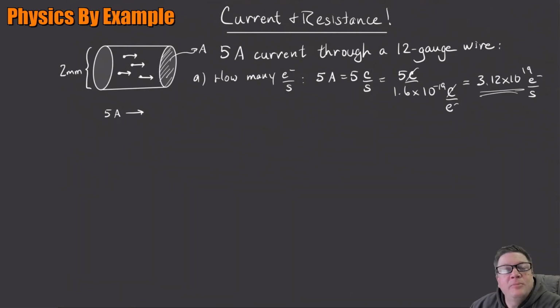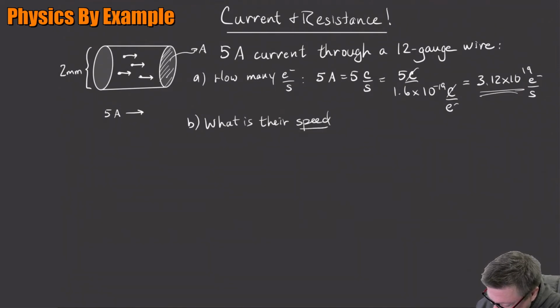That might lead you to believe that the electrons are zipping through the wires, right? In order to have 10 to the 19th of them go by every second. It turns out that's not quite right. And the reason is because electrons are just really, really tiny. Okay, so we can ask the following thing. Let's compute this. What is their speed?